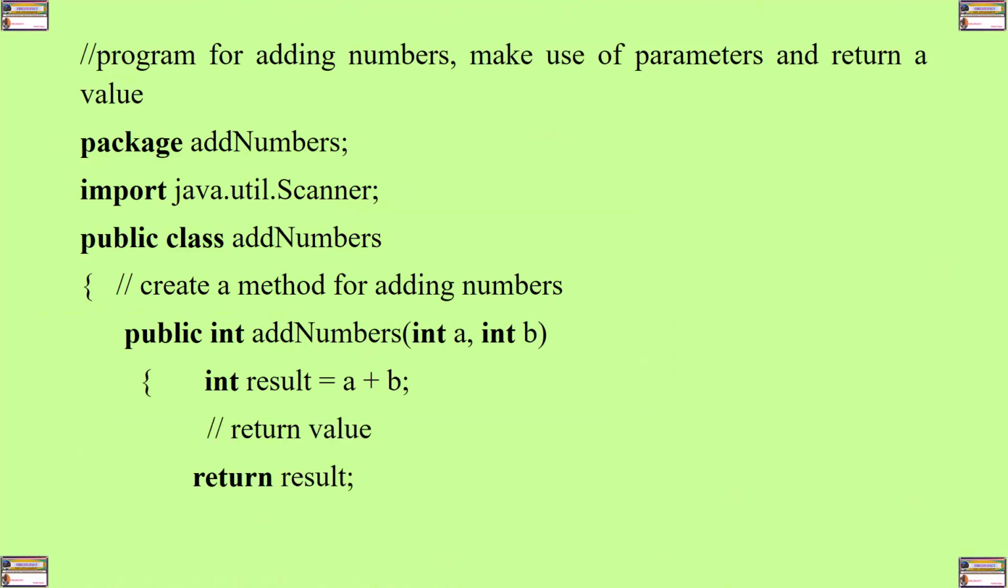And then this method called add numbers will return the value in memory location called result to the sender as an integer. So that's the work of this method. So we go to the main method. The main method is public static void main. So what do we have there?